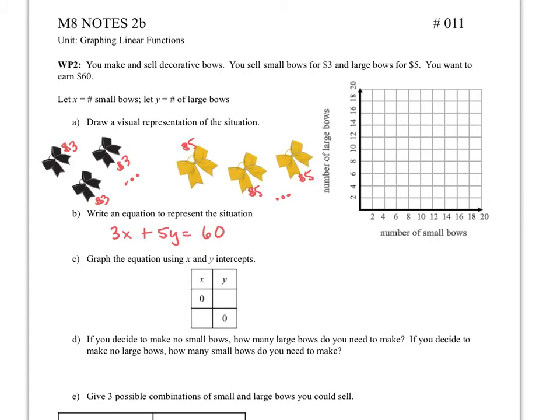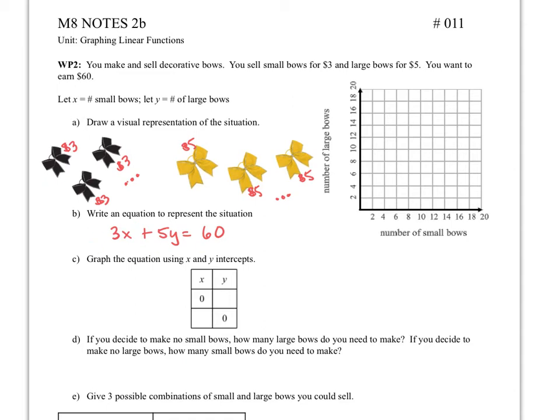Okay, so I tried over and over to draw some bows. It didn't go well, so I finally had to Google some images. So I've got my small bows that are $3 each, and I'm showing that I'm buying an unknown number of them. My large bows that are $5 each, and I'm buying an unknown number of them. And then I accidentally went ahead and wrote my equation as well.